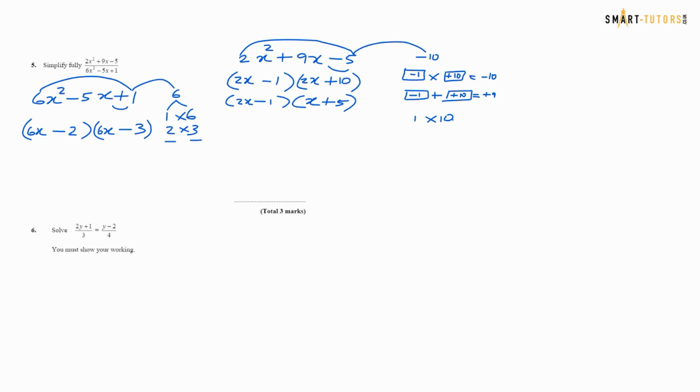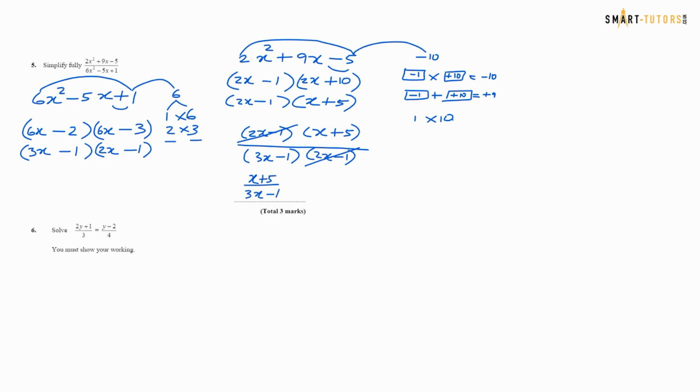Both factors can be simplified. The first bracket I'm going to divide by 2, which gives 3x minus 1. The second bracket I'm going to divide by 3, 2x minus 1. So that is our answer. Now we are going to simplify in the final step. 2x minus 1, x plus 5 on the top, 3x minus 1, 2x minus 1 at the bottom. 2x minus 1 and 2x minus 1 cancel. The answer is x plus 5 over 3x minus 1.